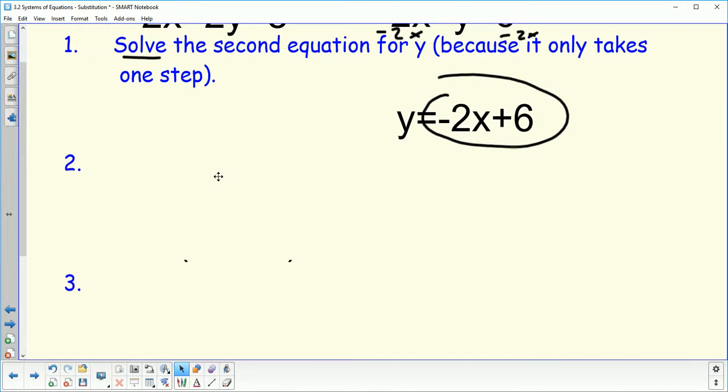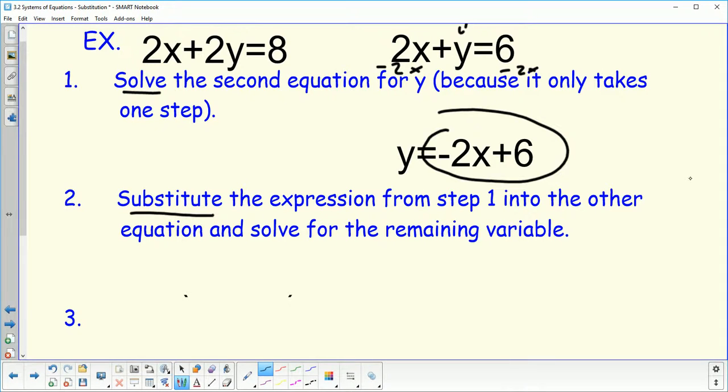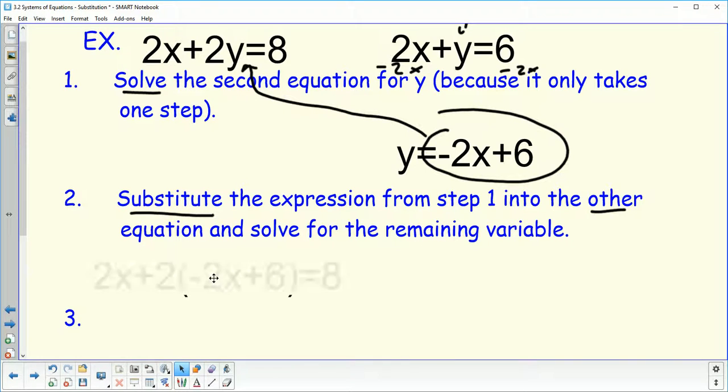What we're going to do with that expression is the start of step 2: we substitute that expression from step 1 into the other equation. So it's really important you're writing down all these notes. In this other equation, since y equals negative 2x plus 6, I'm going to plug that in for y. The only thing I've changed is that y has become negative 2x plus 6. I still have the 2x plus, I still have that coefficient of 2. I changed the y to negative 2x plus 6, and it still equals 8.